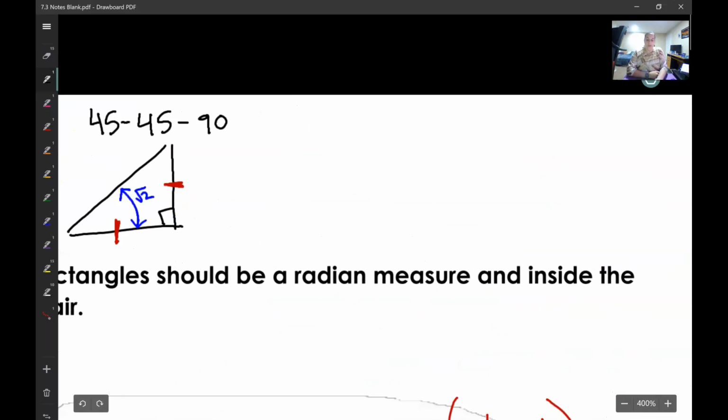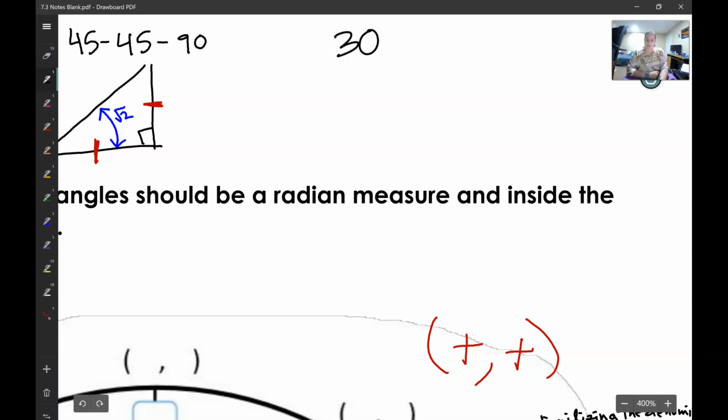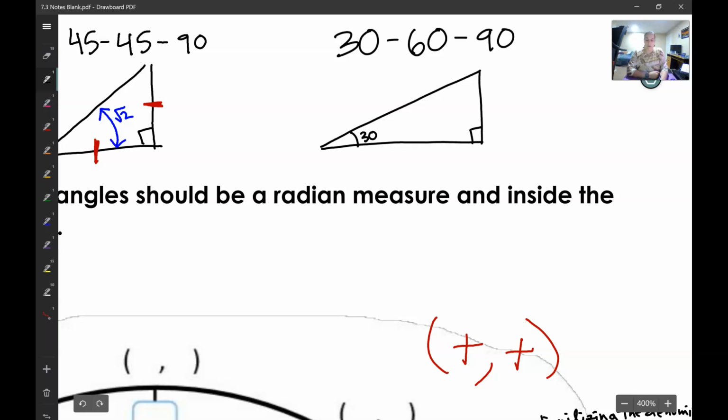Let's review the 30, 60, 90 triangle now. So for the 30, 60, 90 triangle, here's our 30, here's our 60. The first thing we talked about with this triangle is reflecting this triangle across. So now we get this equilateral triangle where all these sides are the same length. So if we can see all those sides are the same, then we know that this side is going to be half of this big side.